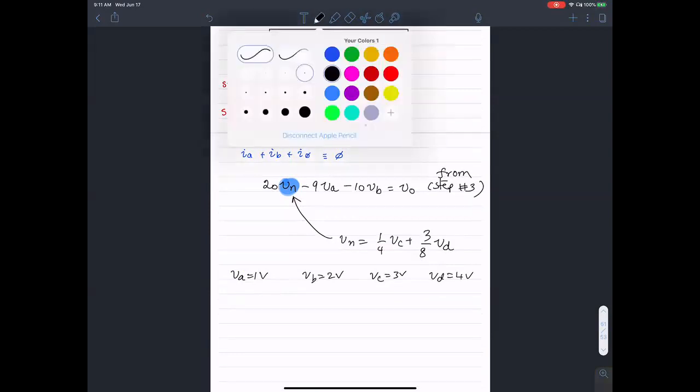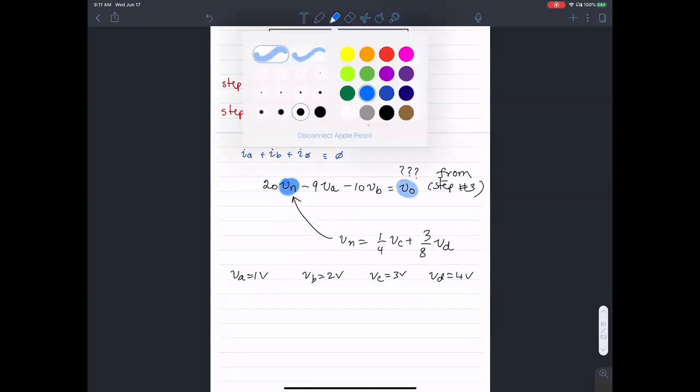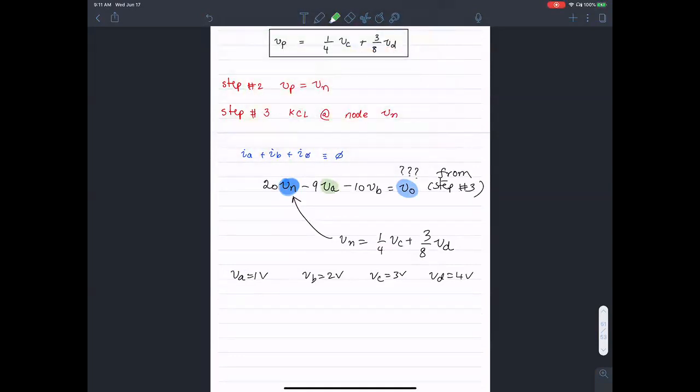You should see then you have no unknown. You need a value for Vo, okay? You're after a value, not an expression. But then you have Va to be 1 volt. You have Vb to be 2 volts.